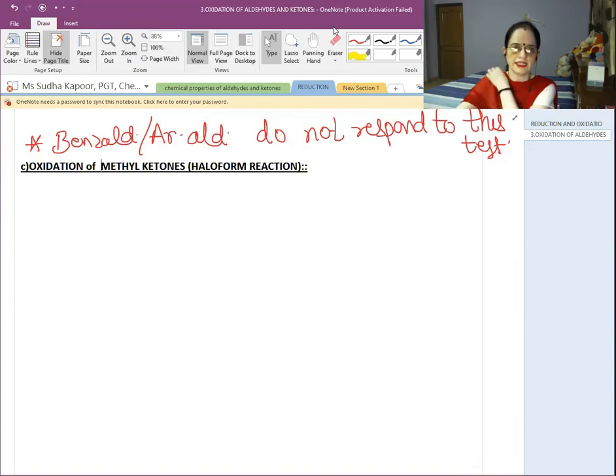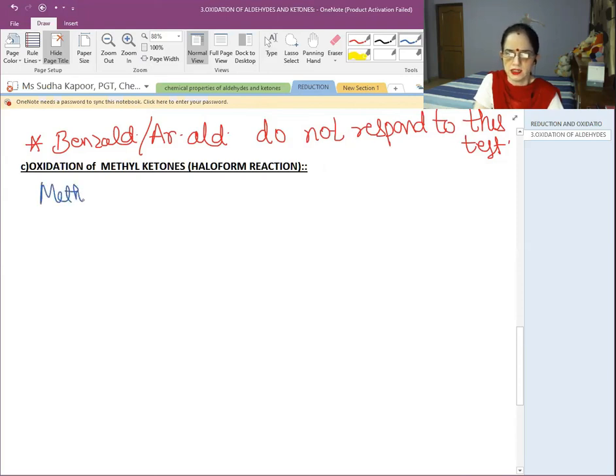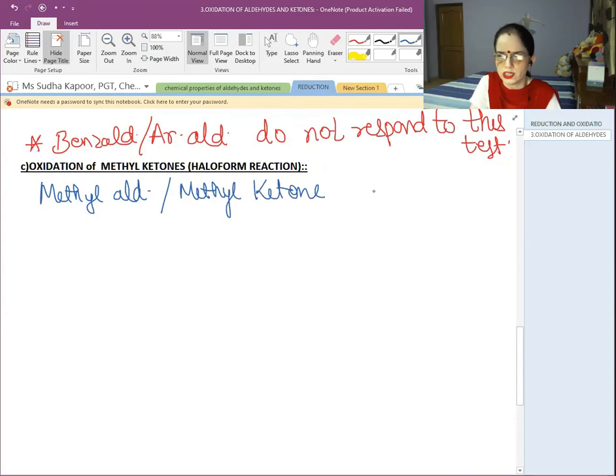Now we are on the other heading, that is the oxidation of methyl ketones by using the haloform reaction. It is also a very, very important distinguishing test when we are talking about the methyl aldehydes. This reaction is given only by methyl aldehyde, methyl ketones, or those things which on oxidation can give us methyl aldehyde or methyl ketone. For example, ethanol, which on mild oxidation can give us ethanal, or isopropyl alcohol.